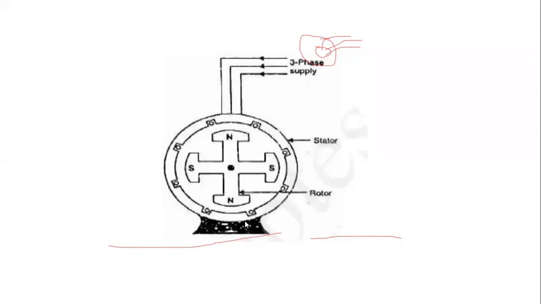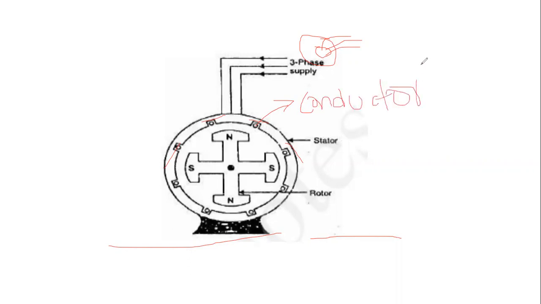In this case, we consider a four-pole machine, so there are two north poles and two south poles. This is the rotor, consisting of the north and south poles. This is the stator. The three-phase supply is given to the three-phase stator winding. It consists of a number of slots like this. These are the slots, and each and every slot has conductors.